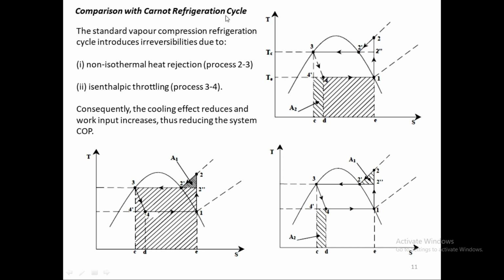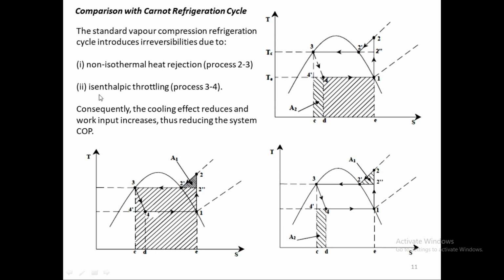Comparison with the Carnot refrigeration cycle. The standard vapor compression refrigeration cycle introduces irreversibilities due to non-isothermal heat rejection. So that is this one. It is not at a constant temperature, process 2 to 3, and process 2 to 3 basically is not an isothermal process anymore. In the ideal case it was isothermal, in the Carnot cycle it's an isothermal process, but in actual this is not an isothermal process. As you can see, it will go from 2 to 2 dash and then from 2 dash to 3 at temperature Tc.